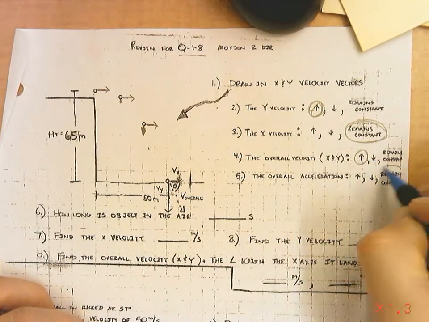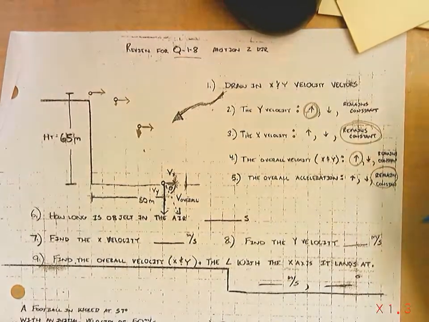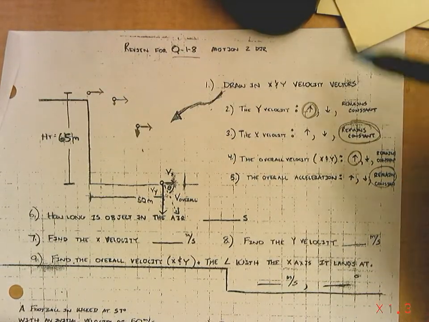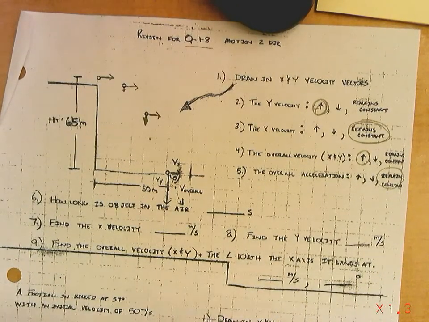the overall acceleration remains constant. The reason the down arrows grow is because of gravity, and there's no acceleration in the X, meaning they're staying the same. Then we're ready to solve for how long the object's in the air.